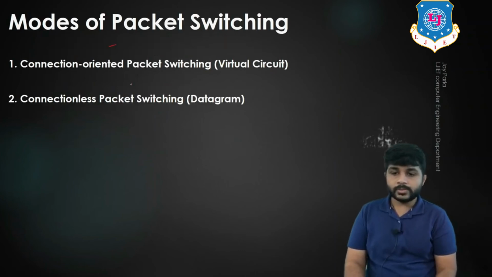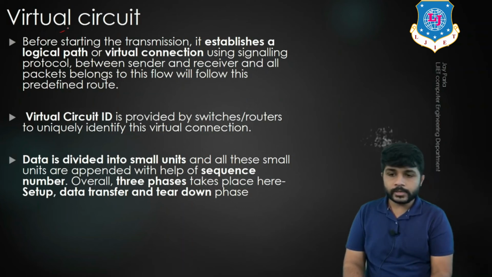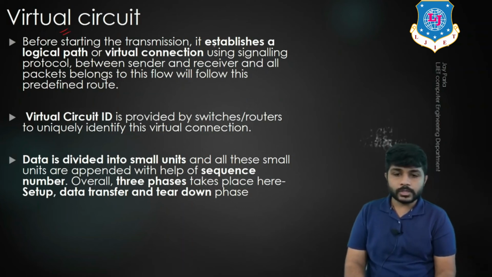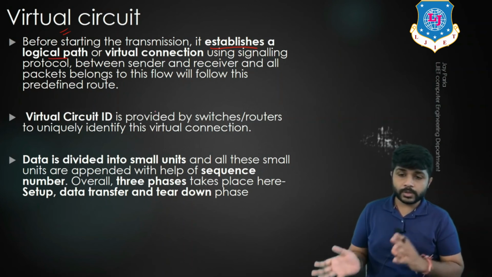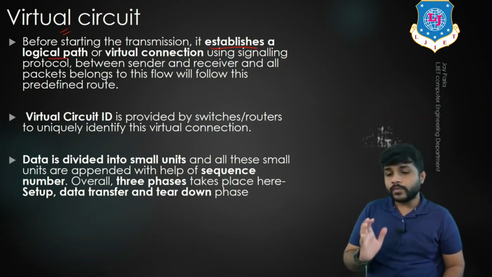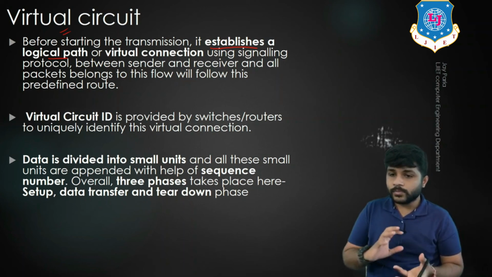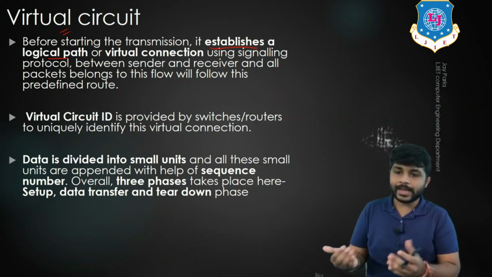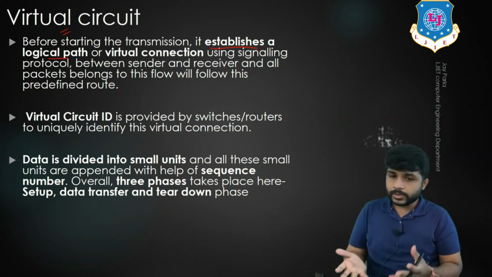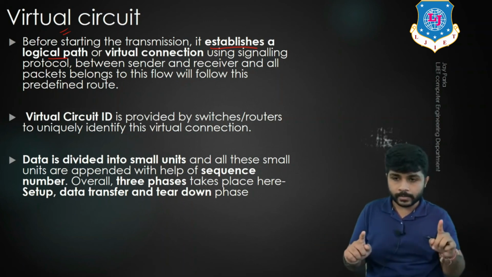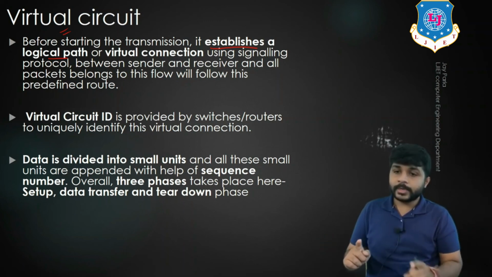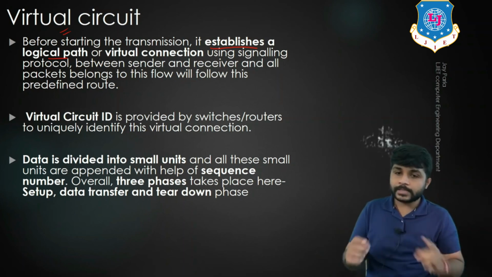There are two types of packet switching: connection oriented and connectionless. The connection oriented type is known as the virtual circuit. In the virtual circuit, there is a need of establishing a logical path. After establishing the logical path, the data will be forwarded from the source to the destination. You can think of a virtual circuit as somewhat of a combination of circuit switching and packet switching. In circuit switching, we just saw that to provide communication between source and destination, there should be a dedicated link. In the virtual circuit, to send different packets, there should be a dedicated link.